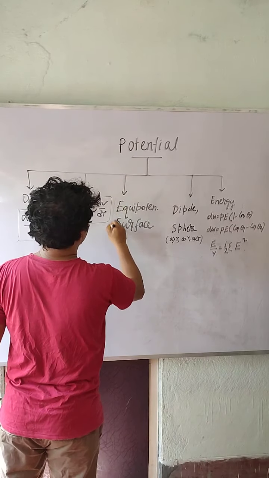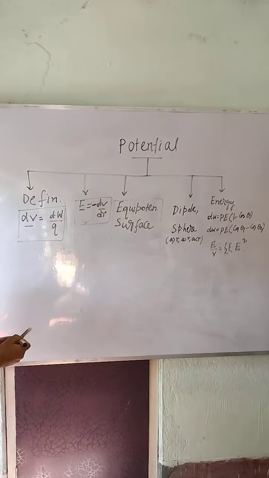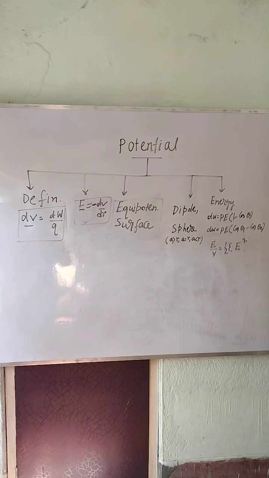Now, what is an equipotential surface? Equipotential surface suggests that the potential of a surface must be the same. That's why it's named equipotential surface. There is nothing much to read here, but we must know the basics.